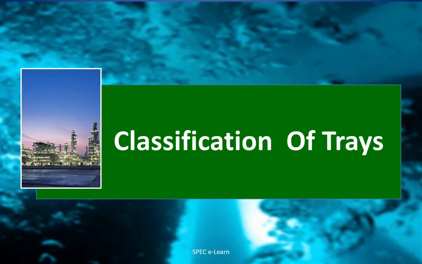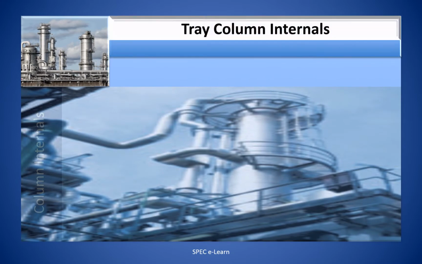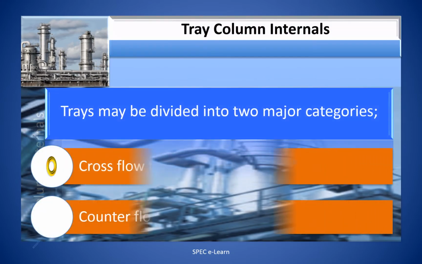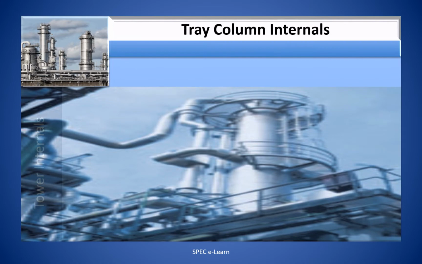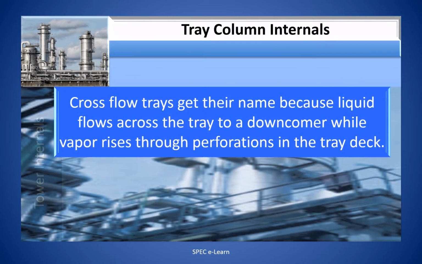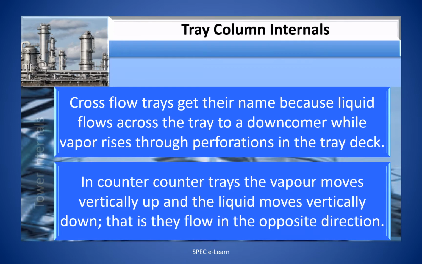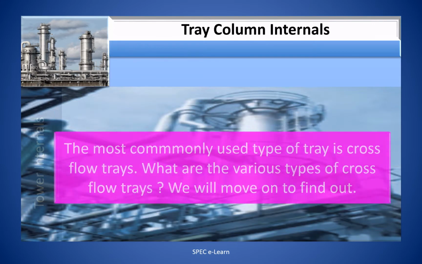Classification of trays. Trays may be divided into two major categories: cross-flow trays and counterflow trays. Cross-flow trays get their name because liquid flows across the tray through the downcomer, while vapor rises through the perforation in the tray deck. In countercurrent trays, the vapor moves vertically up and the liquid moves vertically down. That is, they flow in the opposite direction.